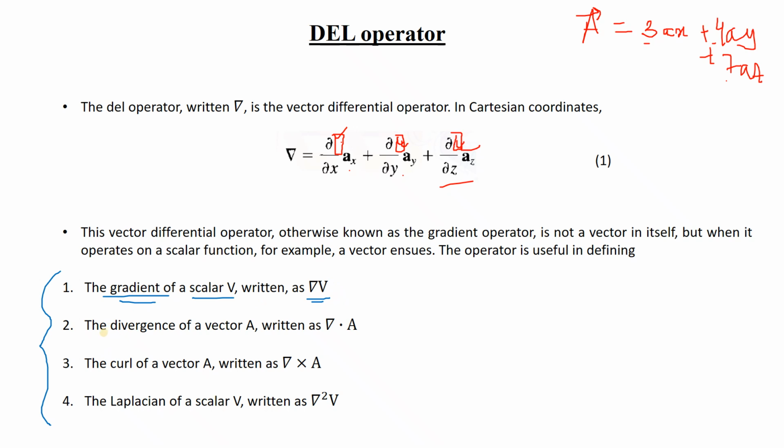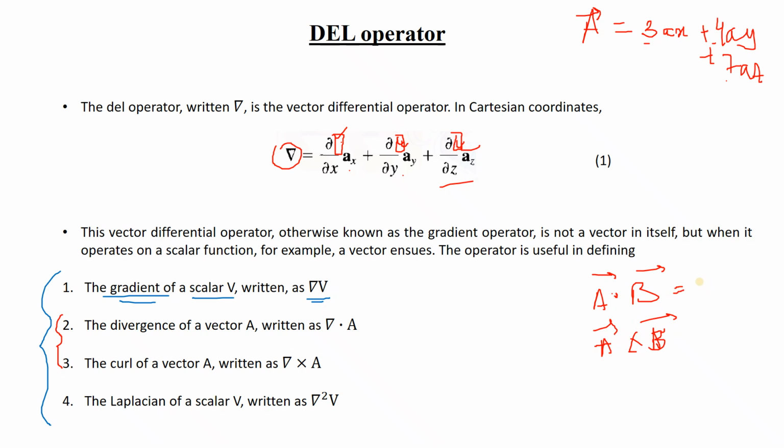The del operator can be applied on vectors, but in two different ways, because the del operator itself is a vector. We know that when there are two vectors, vector A and vector B, two kinds of multiplication we can perform. One is the dot product and one is the cross product.